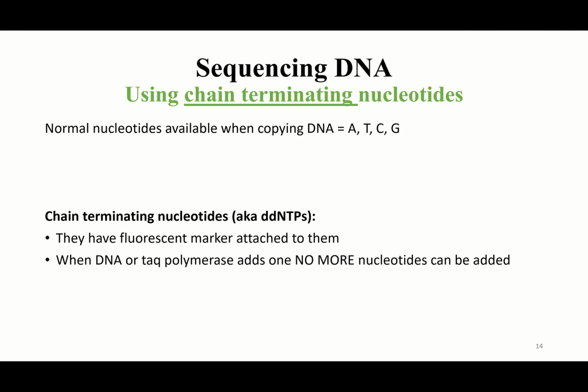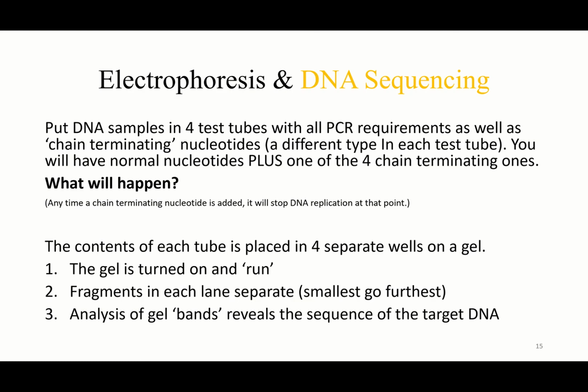There is using the chain terminating nucleotides. So you have the normal nucleotides available when you copy DNA: ATCG. And chain terminating nucleotides use ddNTPs. They all have a fluorescent marker attached to them. When DNA or Taq polymerase adds one, no more nucleotides can be added.